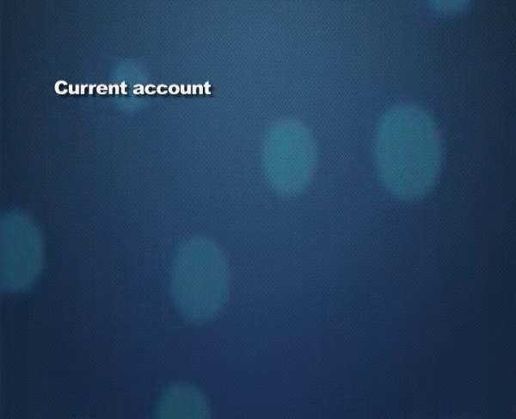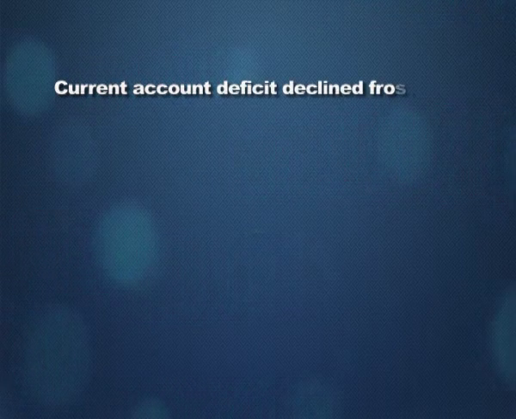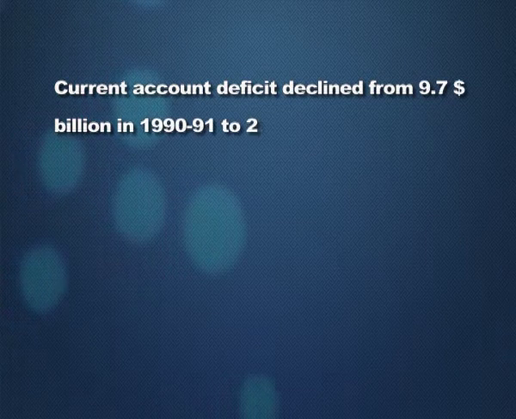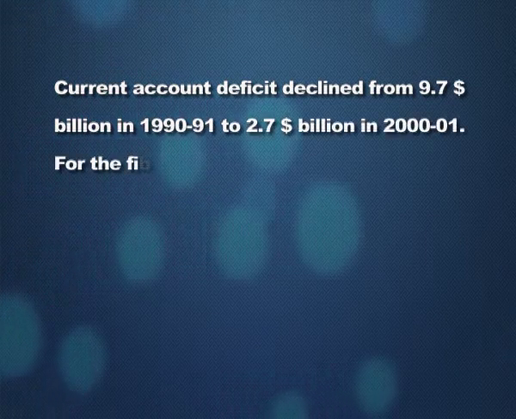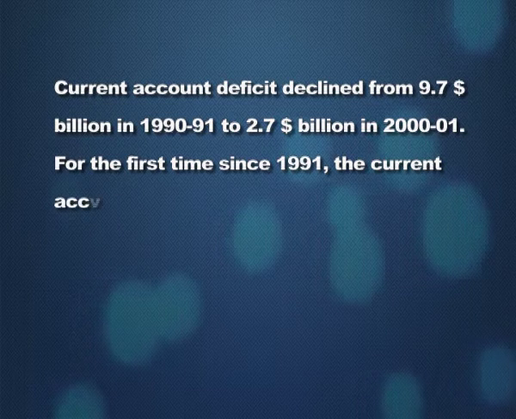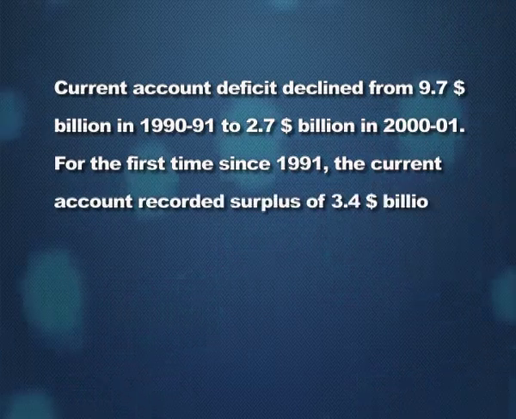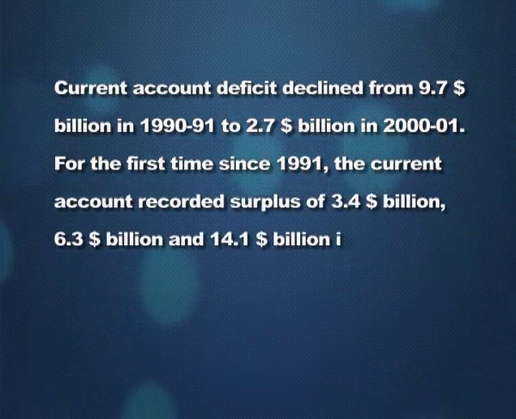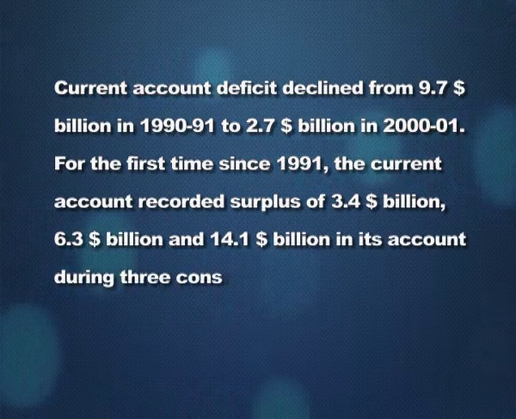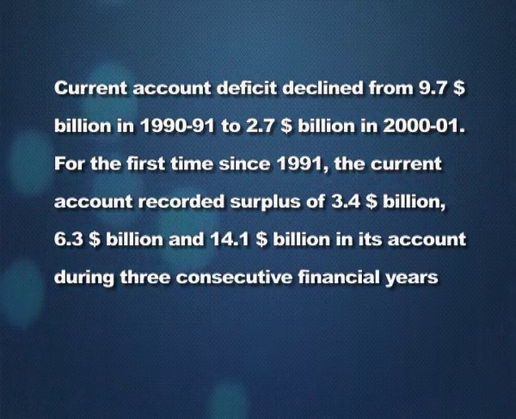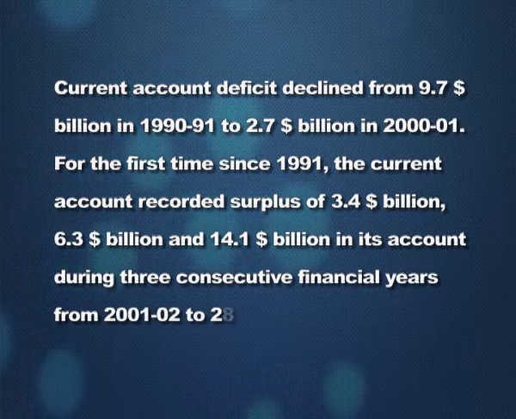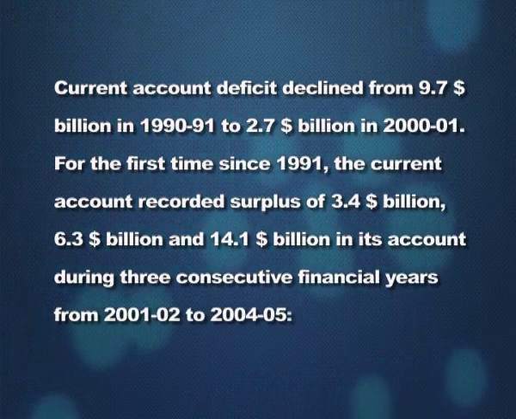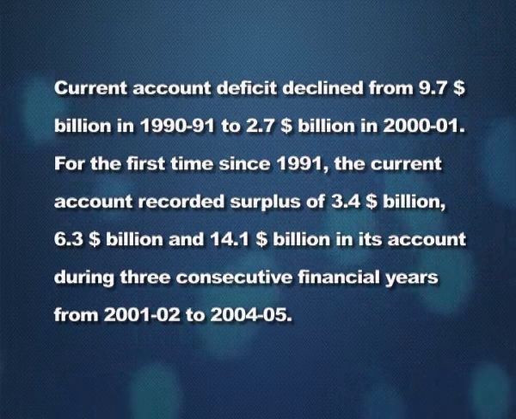Impact of policy changes was reflected in lower current account deficit. Current account deficit declined from $9.7 billion in 1990-91 to $2.7 billion in 2000-2001. For the first time since 1991, the current account recorded surplus of $3.4, $6.3 and $14.1 billion during 3 consecutive financial years from 2001-2 to 2004-5.